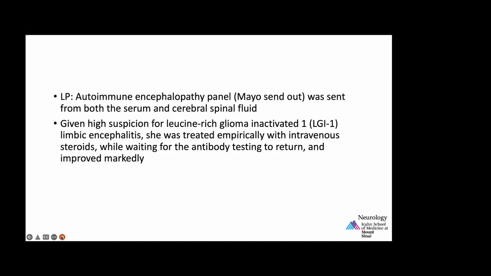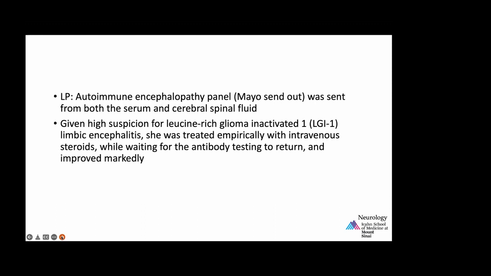Okay, so we did send autoantibodies, and in this case, because of the presentation, which is actually very classic for something called Lgi1 limbic encephalitis, we sent off the panel, but actually treated her empirically with steroids. So Lgi1 encephalitis is characterized by mild hyponatremia and these faciobrachial dystonic seizures, as well as often some sort of more subtle cognitive changes or behavioral changes.